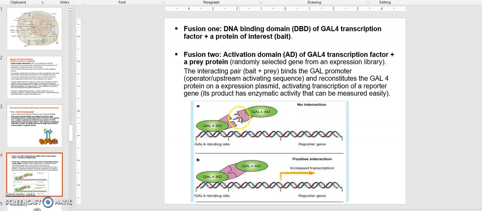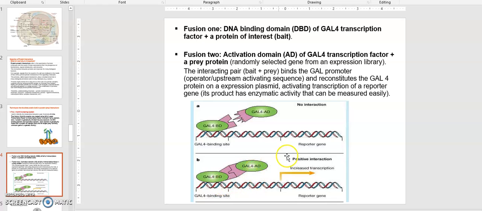So the theory is if these 2 proteins interact together inside of a cell, okay, they will come together and bind. When they bind, okay, you will get your GAL4 reconstituted back to its original condition. What that means is the GAL4 DNA binding domain and the GAL4 activation domain will come together. When they come together this close, then they will function as normal.